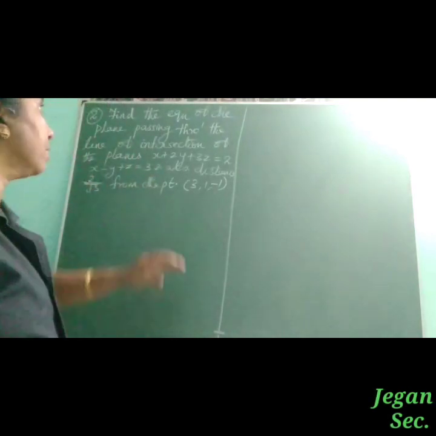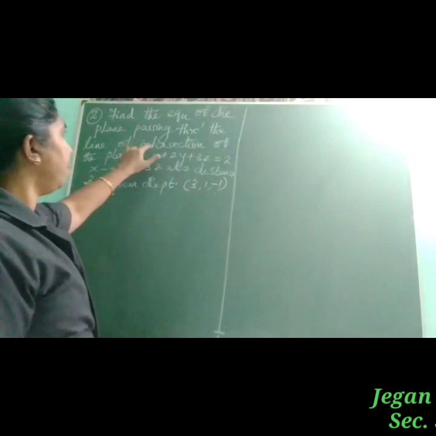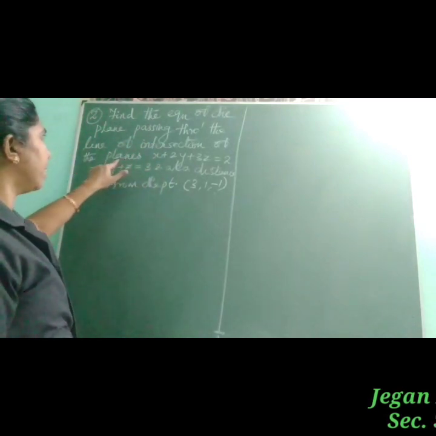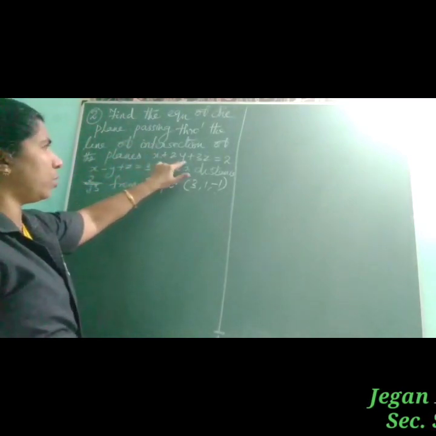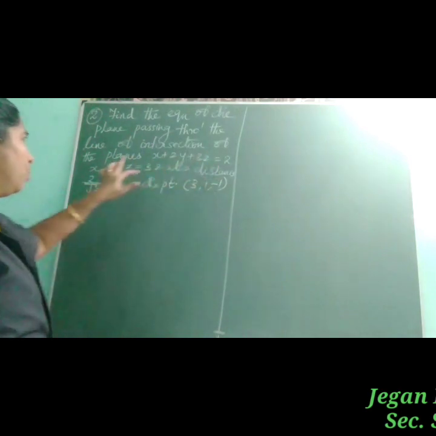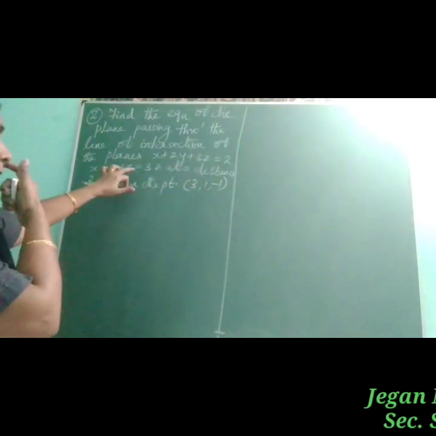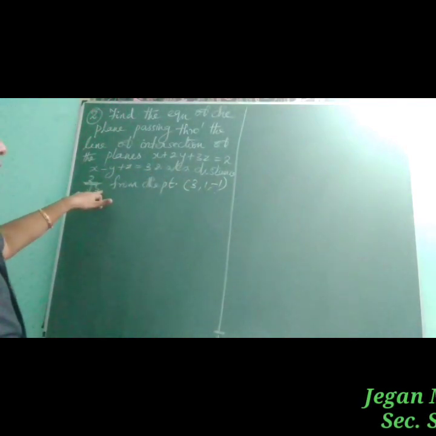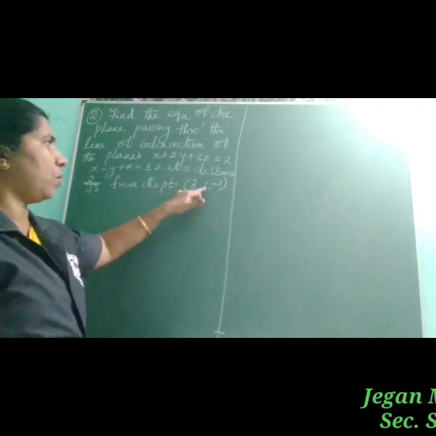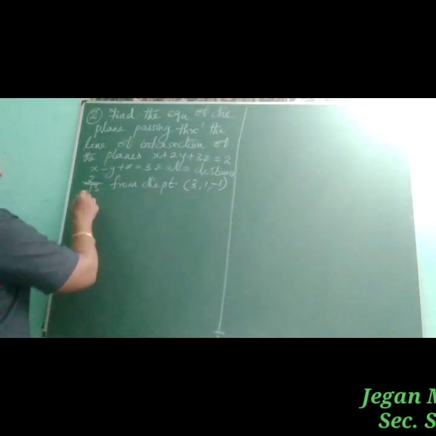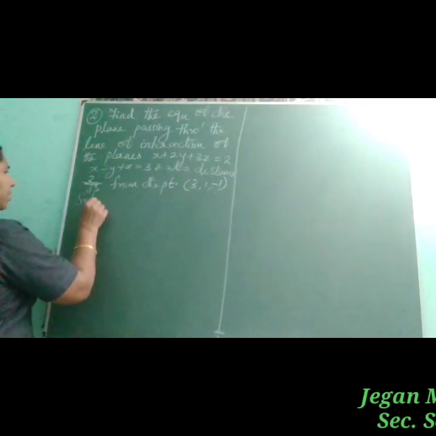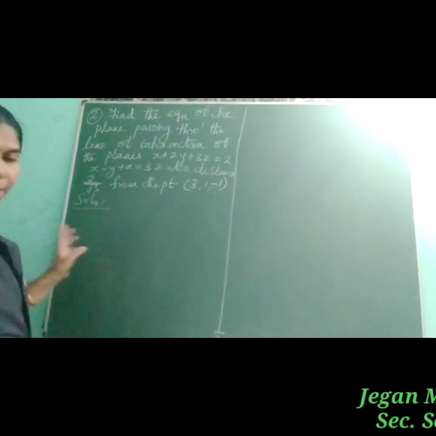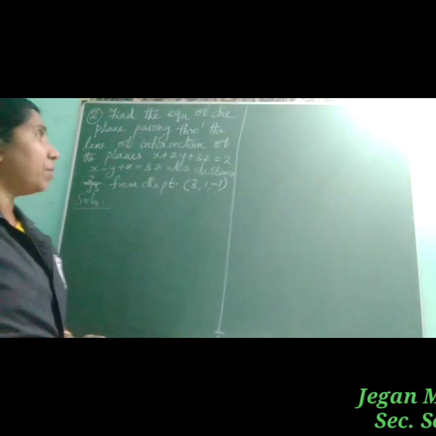Here the question is: find the equation of the plane passing through the line of intersection of the planes x plus 2y plus 3z equal to 2 and x minus y plus z equal to 3, and at a distance 2 by root 3 from the point (3, 1, minus 1). So here the first part is the same. First you can write the equation of the plane.